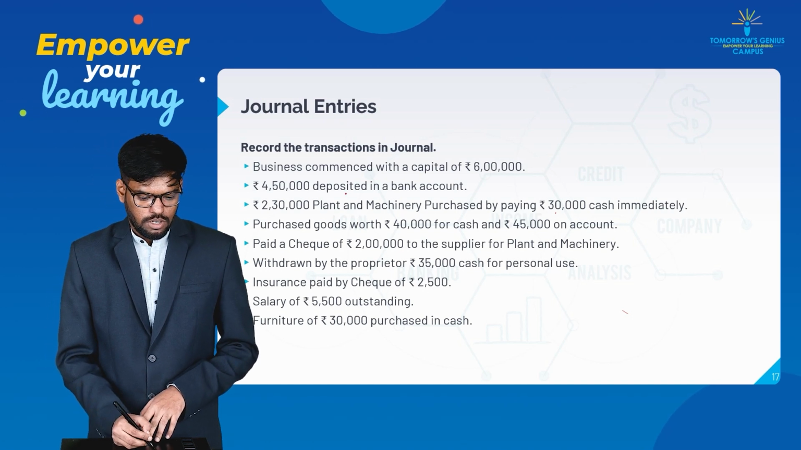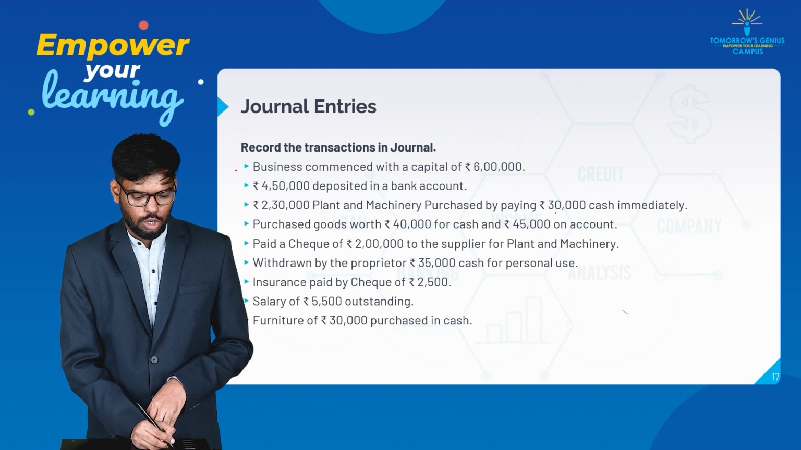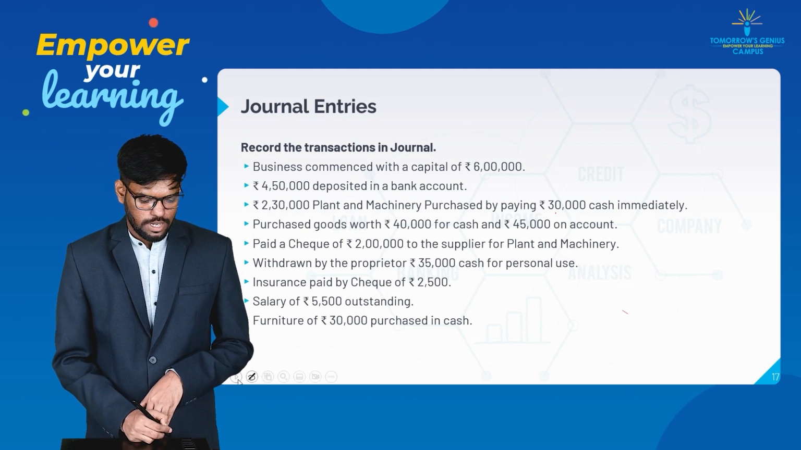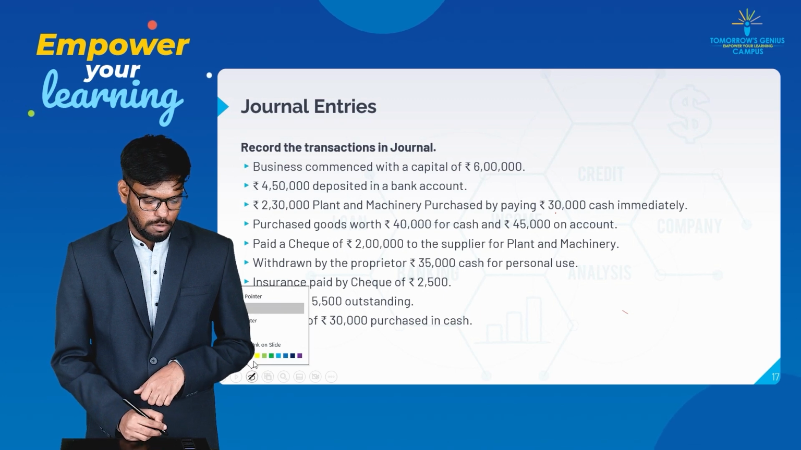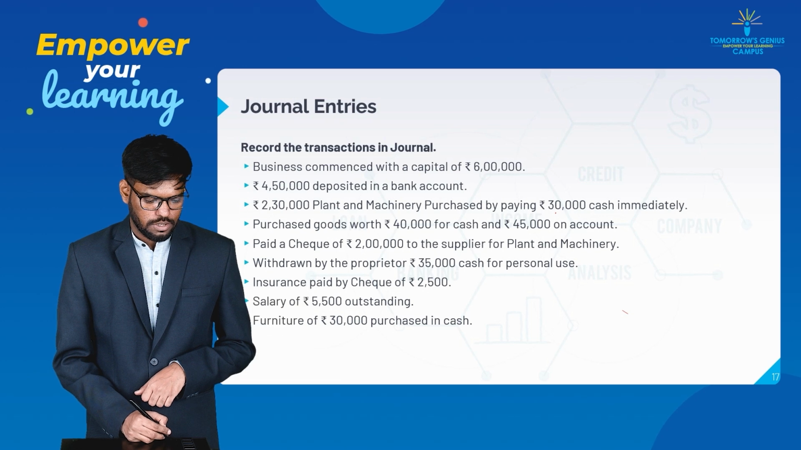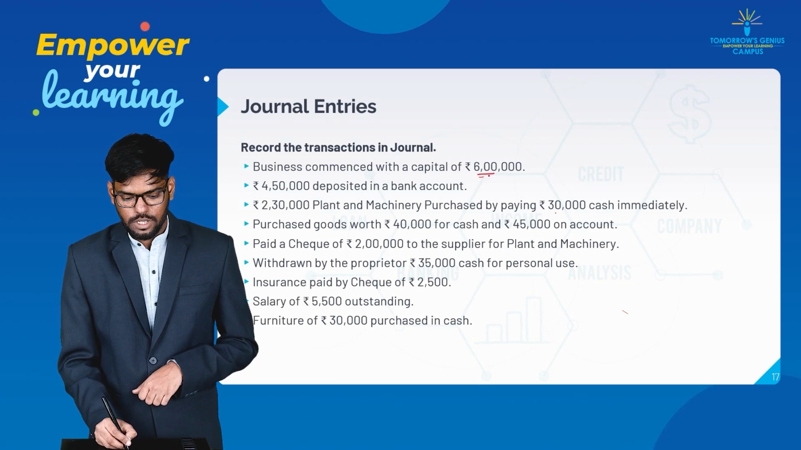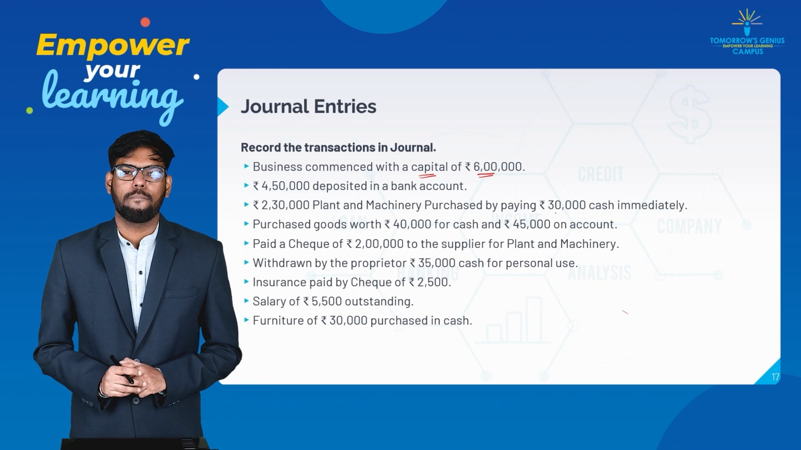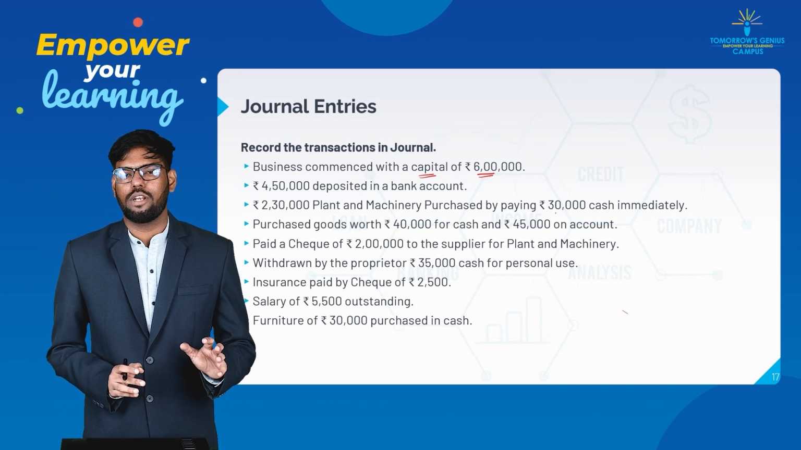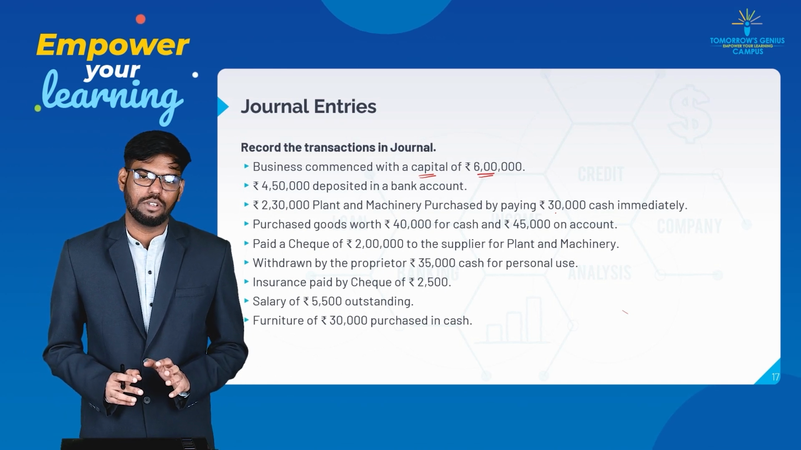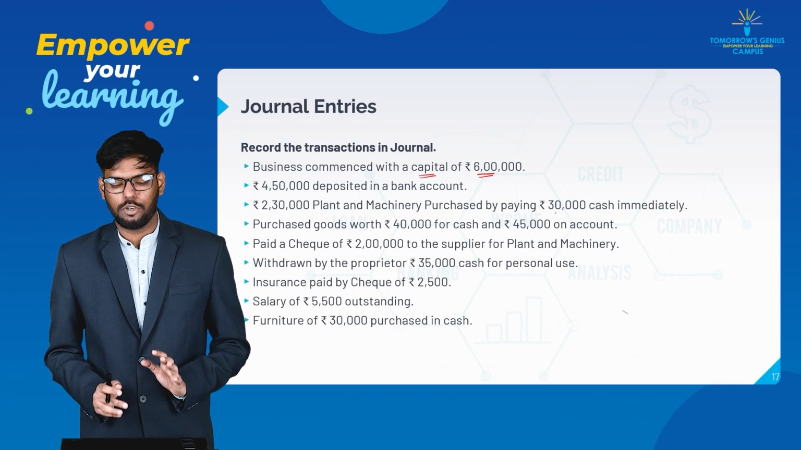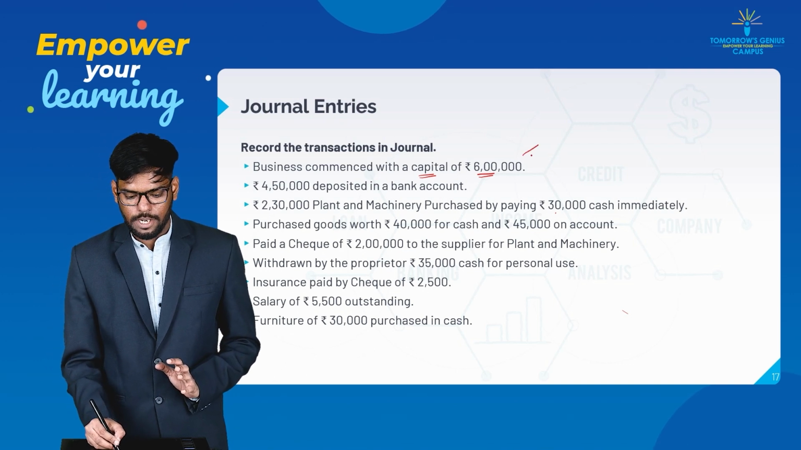See, business commenced with capital of rupees 6 lakhs. So the owner of the business started a business by investing a capital of rupees 6 lakhs, right? A capital of rupees 6 lakhs comes into the business. So we know whenever capital comes into the business, capital gets increased, which means we have to credit capital. So here two accounts are involved. One is your capital, so capital we have to credit.